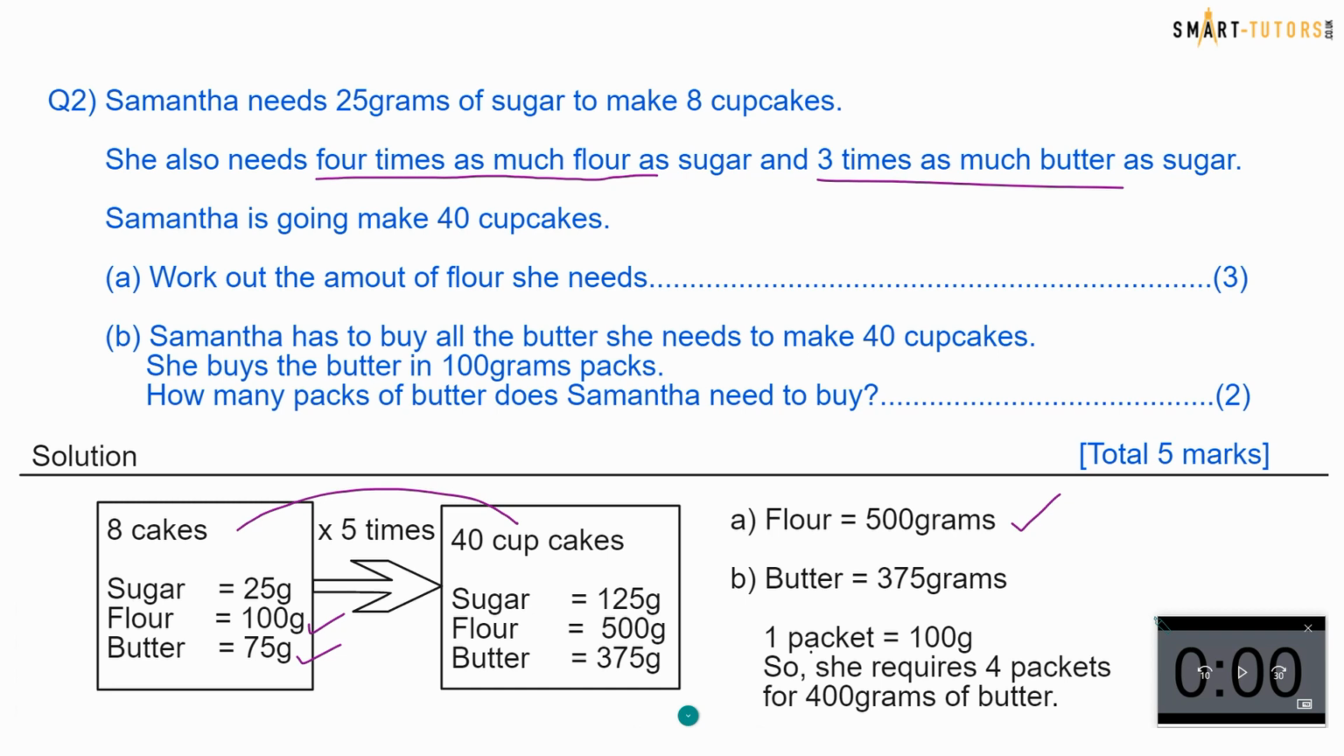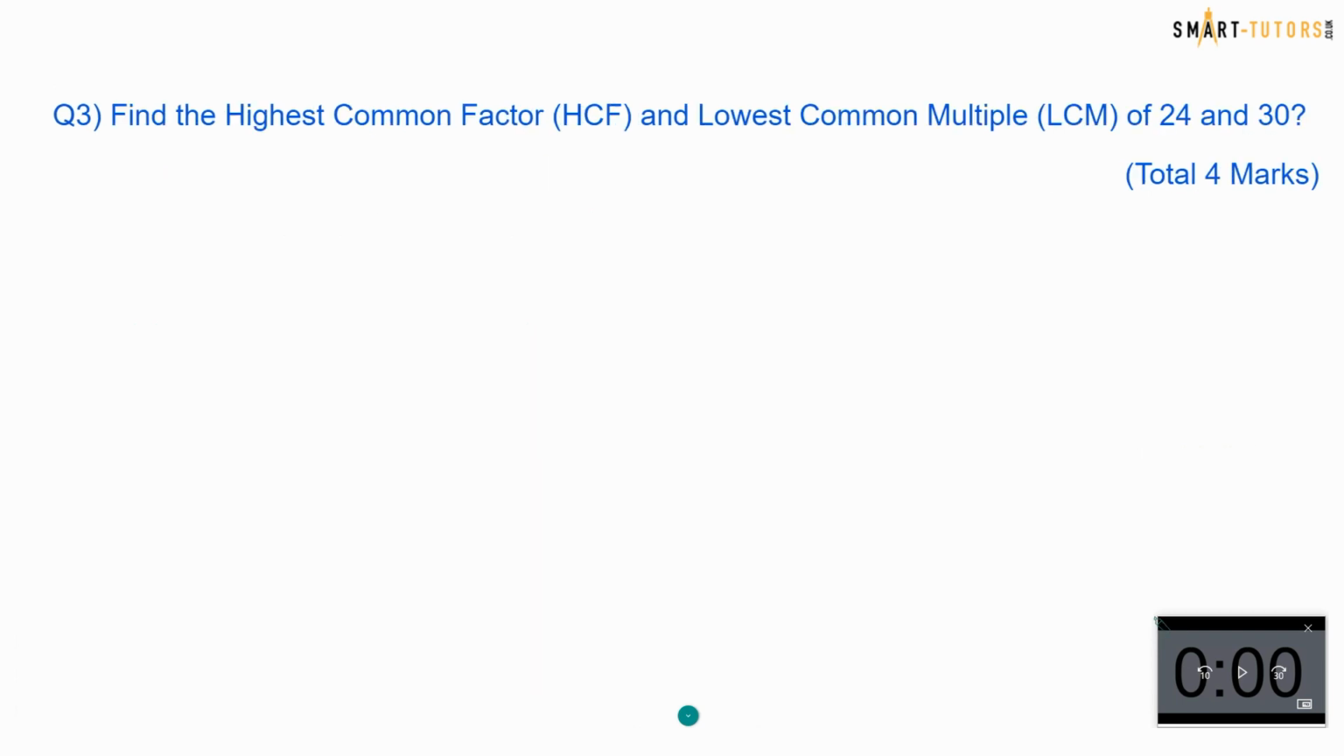That's the end of question number 2. Let's move on to question number 3. Find the highest common factor, which is HCF, and the lowest common multiple, LCM, for 24 and 30. It's a 4-mark question. Let the 1 minute timer run. Let's go.